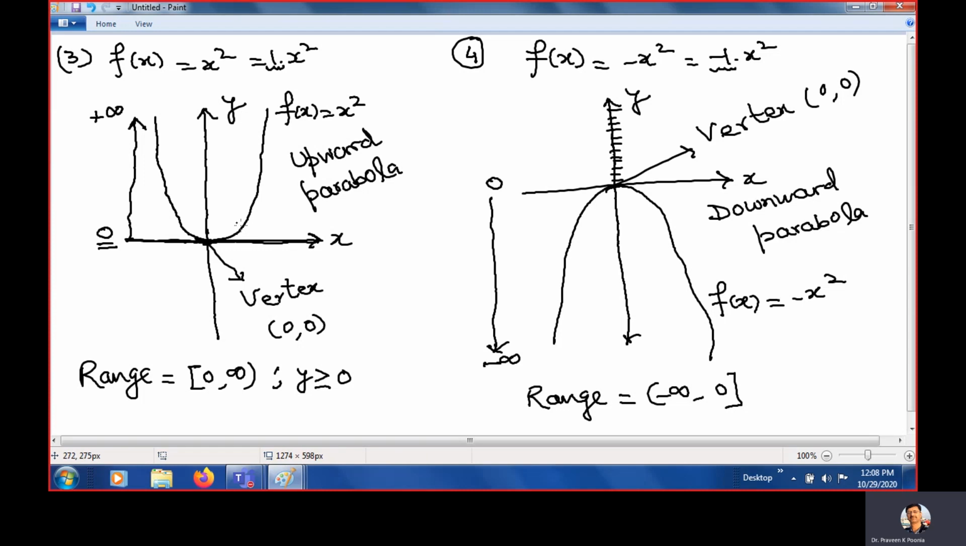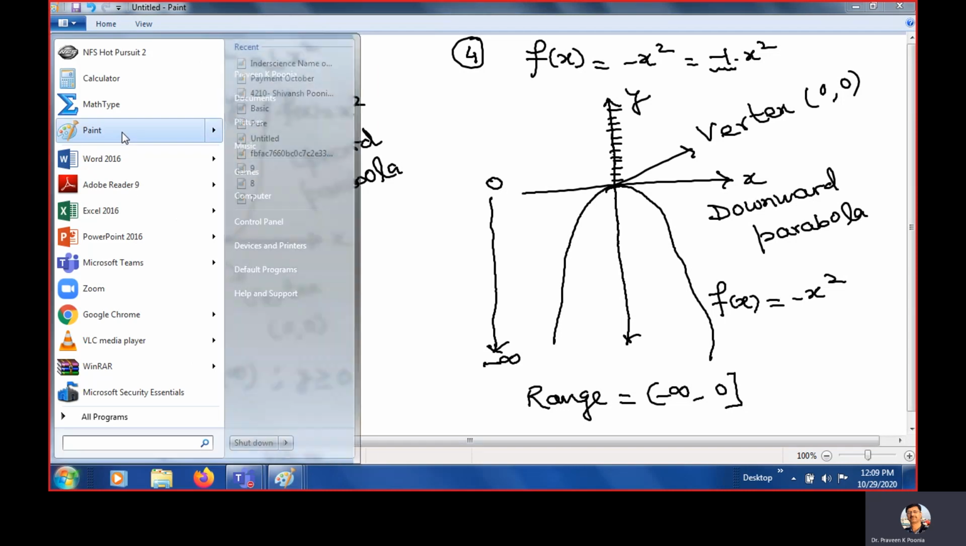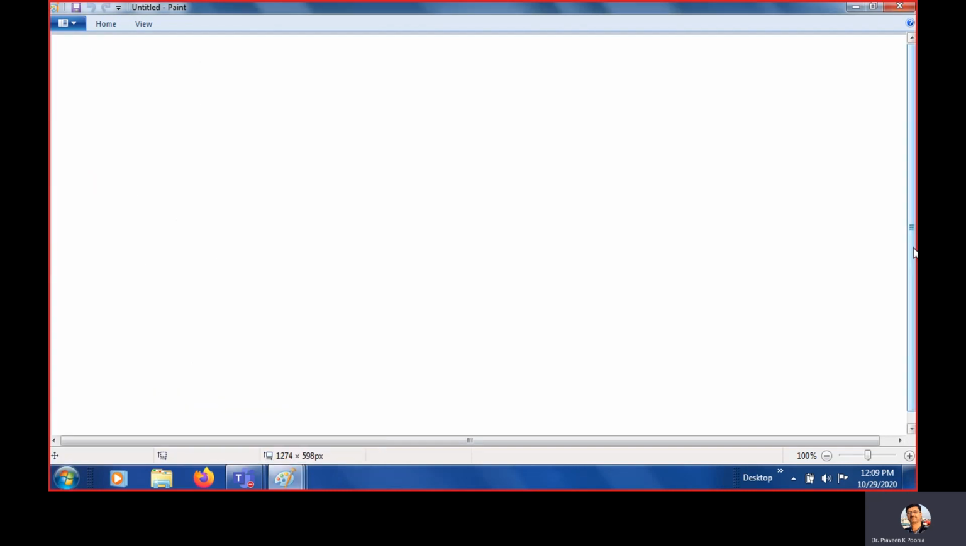Clear? If it is opening up, this side it is opening. So this is the upward parabola, or sometimes we call it a positive parabola also. This is the downward parabola, and sometimes we call it a negative parabola also. Clear? Now, two special things I want to bring to your notice, and I will explain them in the form of an example.